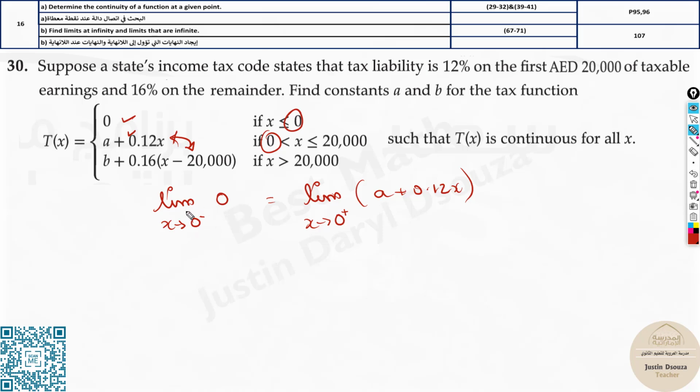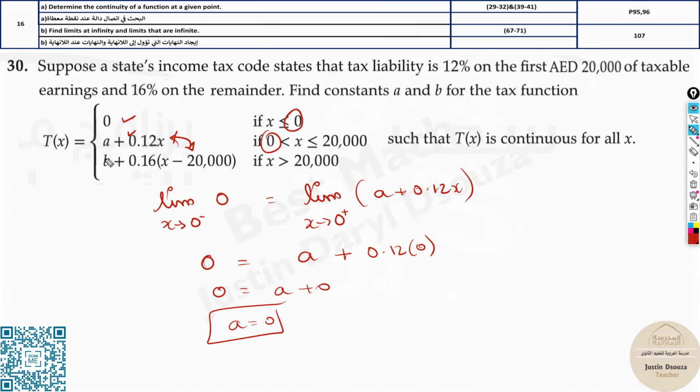Now then, how would we solve this? Limit of 0, it's a constant, so 0 only remains. What about this? We have a plus 0.12x. You substitute 0 here, it will be limit of a plus limit of this one. a is a constant, so it's a. But over here, since we have x, we have to substitute x as 0, and we will get 0. So 0 is equal to a, this is again 0 plus 0. So basically a is 0. That's it. That's the first part.